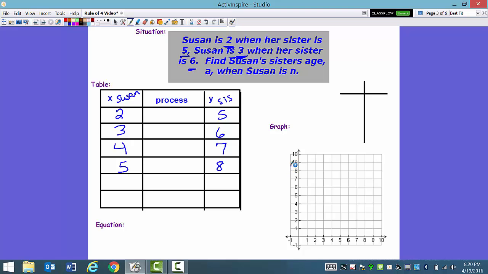So what is the process? Can you tell what we're doing to X in order to equal Y? Yeah, we're adding 3. So the process is to add 3, X plus 3. Try it. If I use 2 for my X and I add 3, that gives me 5. If I take Susan is 3 and I add 3, I get 6. If I take 4 and I add 3, I get 7. If Susan is 5 and I add 3 to her age, I get 8.